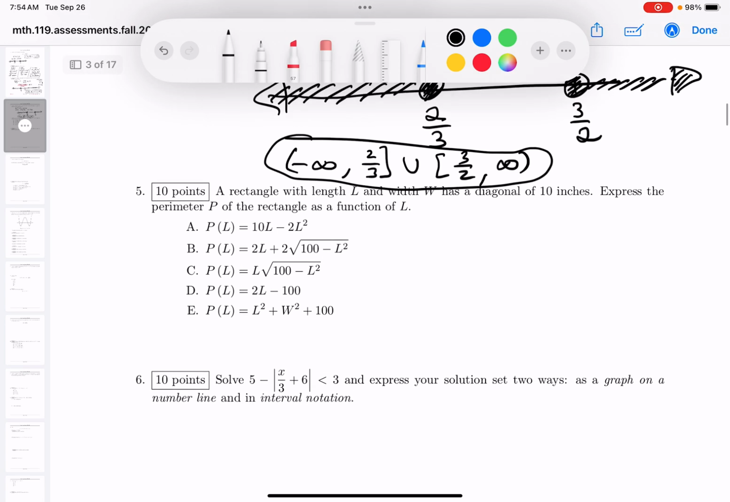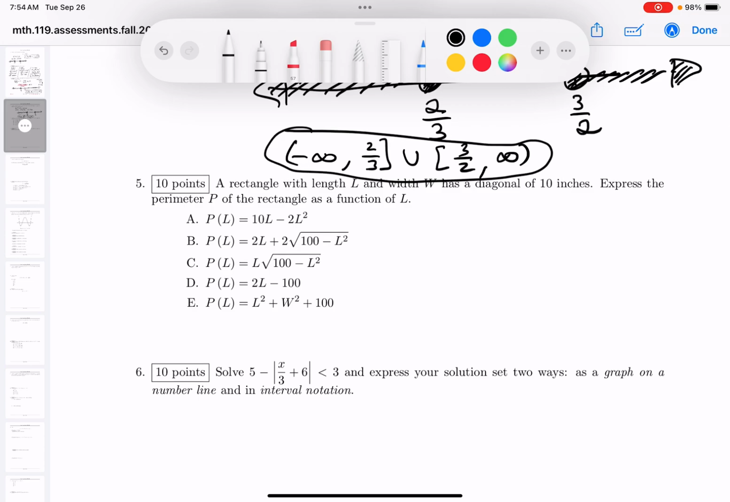All right, let's do the next one, number 5, a rectangle with a length L and a width W. I'm going to draw a picture of that. I'll put the W down, and I'll put the L down over here. That's my L. So it says a rectangle with length L and width W has a diagonal of 10, and that's inches, by the way. All right? Express the perimeter.